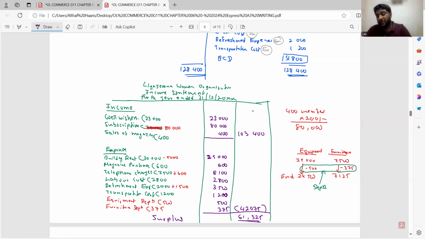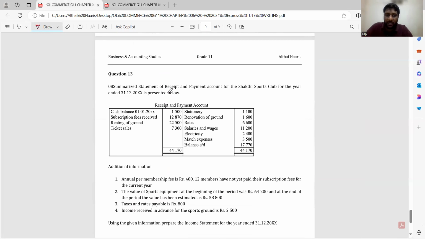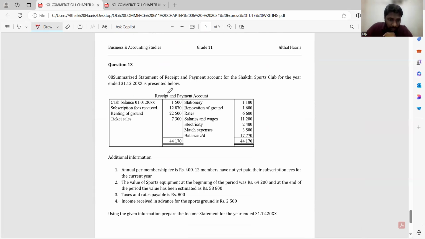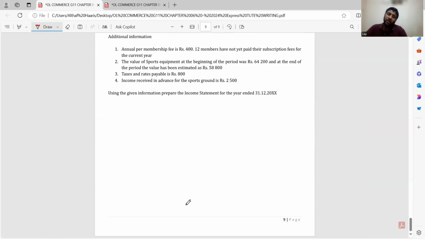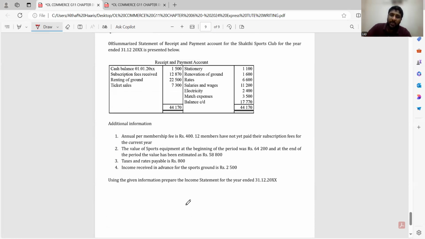All done. So with that, we are done with question number 12 also. We have to do only question number 13. In question number 13 also, people, we have to prepare the income statement. So let's do it next week.